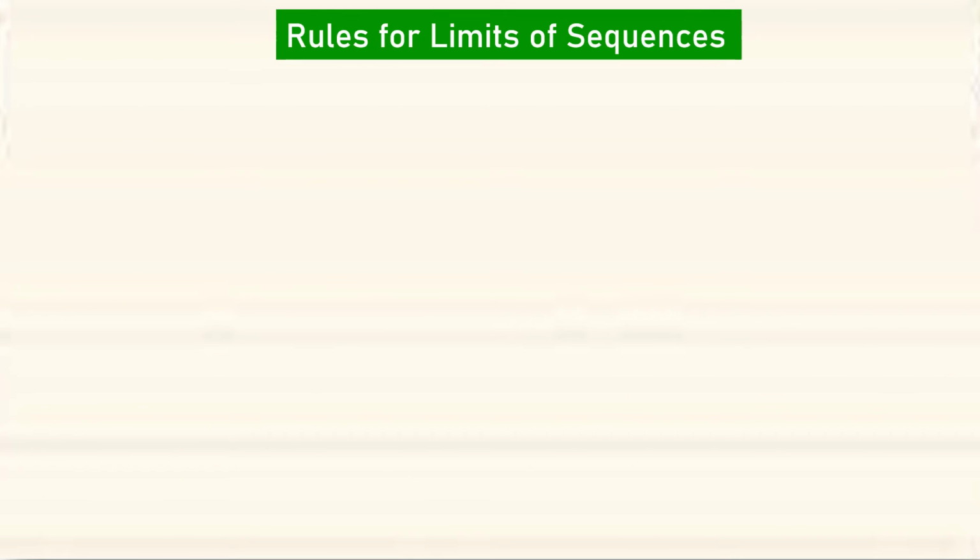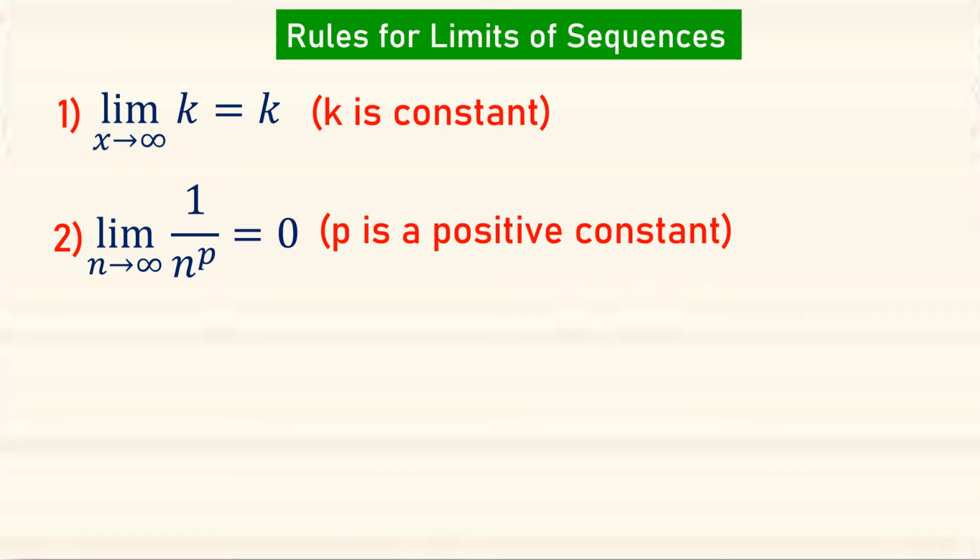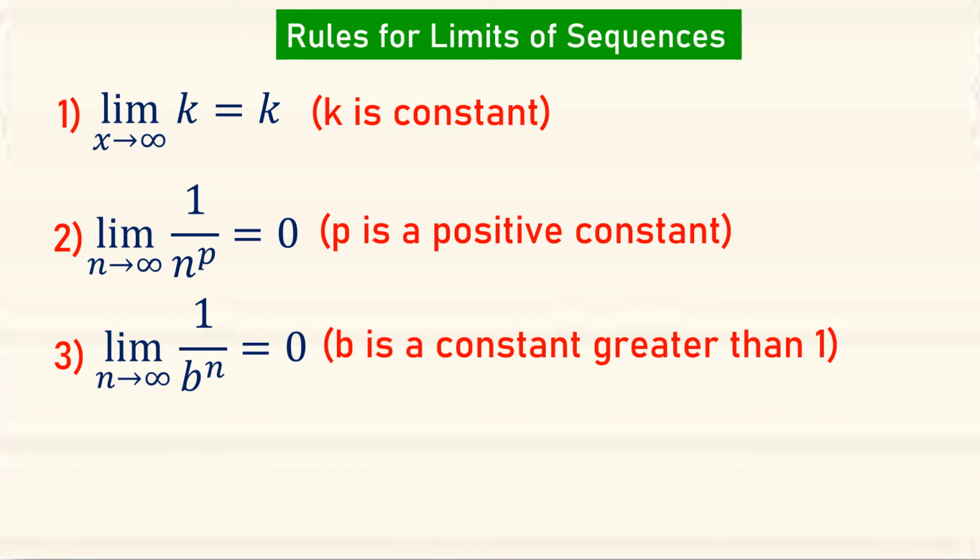Now let us have the rules for limits of sequences. So the first one, the limit of k as x approaches infinity is equal to k. So k is constant. And then the limit of 1 over n raised to p as n approaches infinity is equal to 0. So take note that p is a positive constant. And then third is the limit of 1 over b raised to n where n approaches infinity is equal to 0. So take note b is a constant greater than 1.